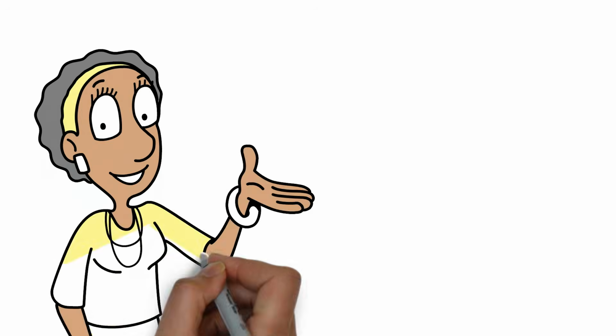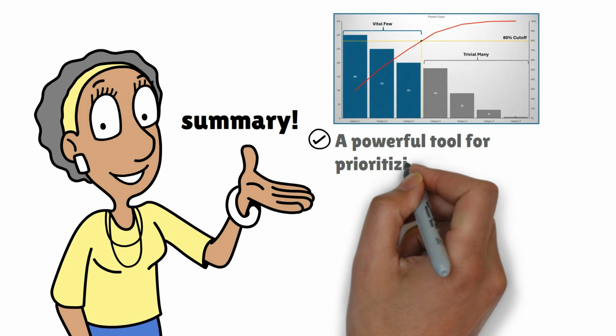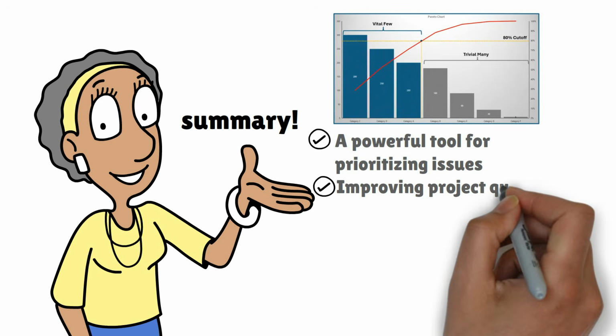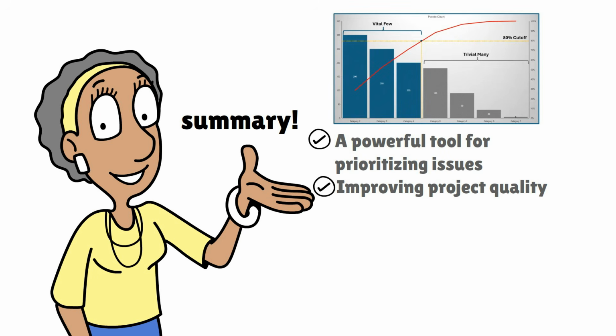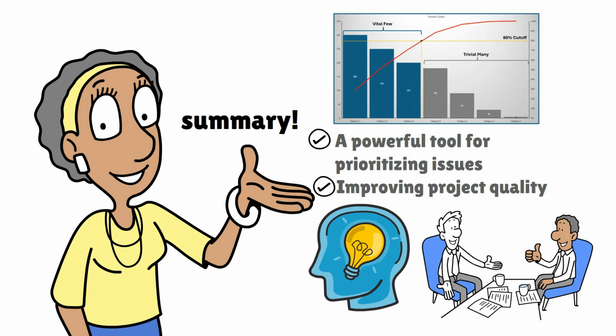In summary, the Pareto chart is a powerful tool for prioritizing issues and improving project quality by focusing on the most significant causes of problems. Mastering the Pareto chart can help you make smarter decisions and drive greater project success.